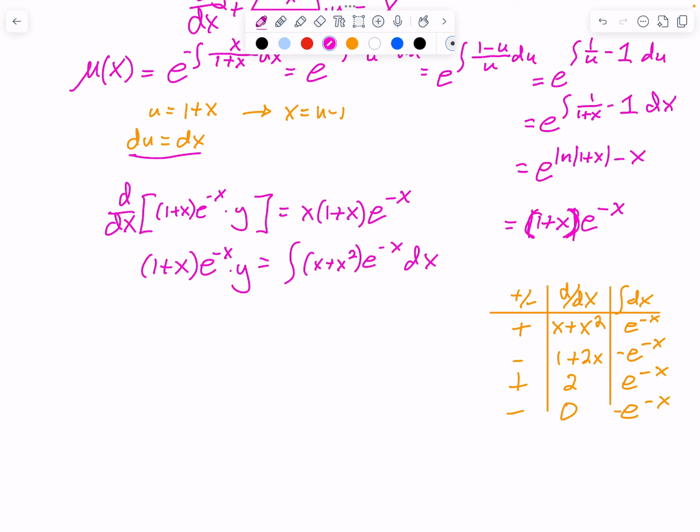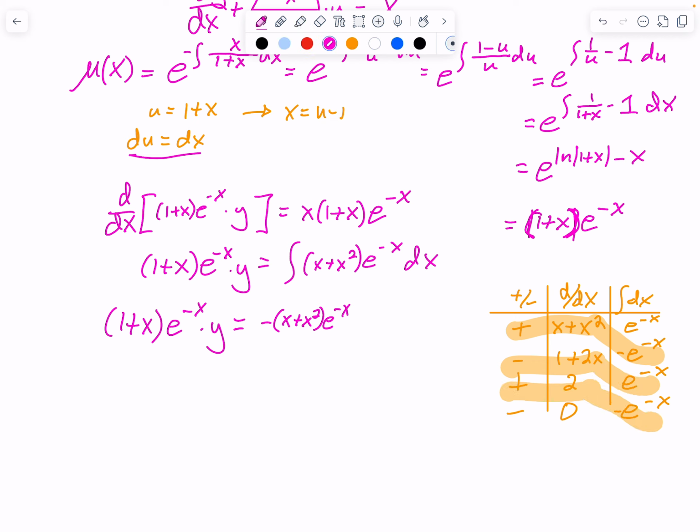Okay, so on our way to a solution, this is going to be negative x plus x squared, e to the negative x. And then remember, I'm doing this, all multiplied but added together, each one. So I get a minus, then 1 plus 2x, e to the negative x. And then our last term is going to be a minus 2 e to the negative x. All right, I'm going to multiply everything by e to the x. So this gives me 1 plus x times y.